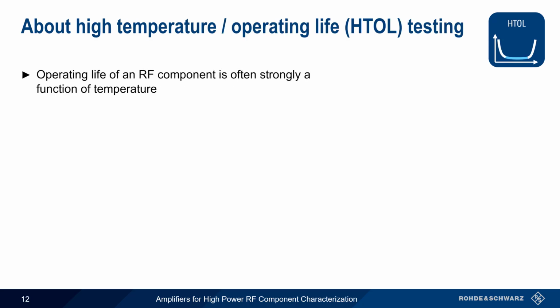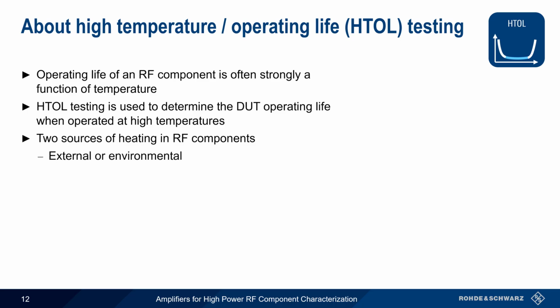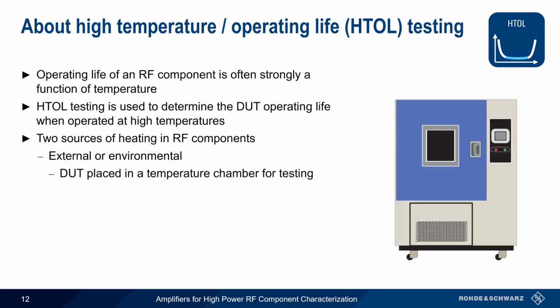The operating life of an RF component is often strongly a function of temperature. Higher levels of heat tend to shorten useful life. HTOL, or high-temperature operating life testing, is used to help determine the expected operating life of a DUT when operated at high temperatures. It's important to note that this high temperature can come from two different sources. One is external or environmental heat. This type of heating is simulated by placing the DUT in a temperature chamber for testing.